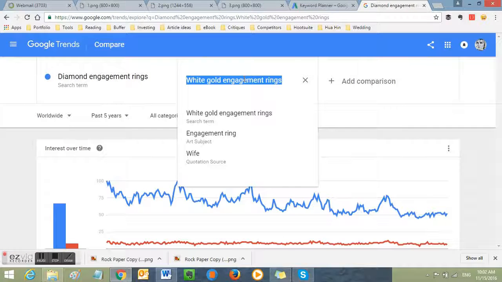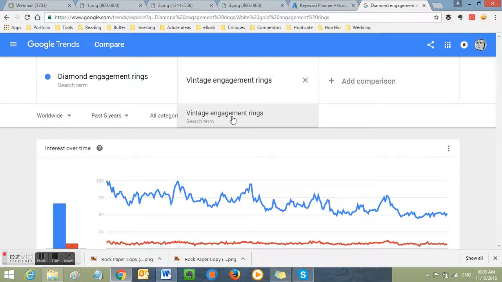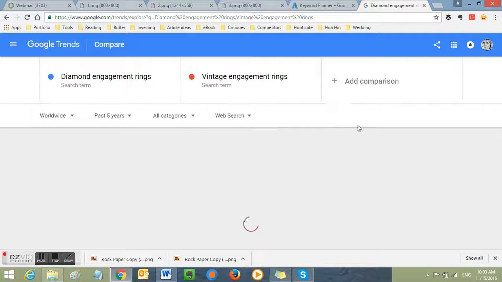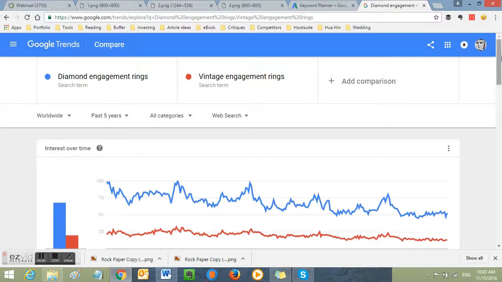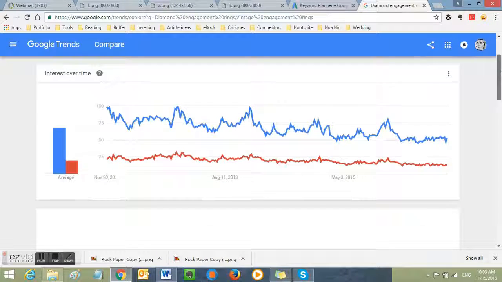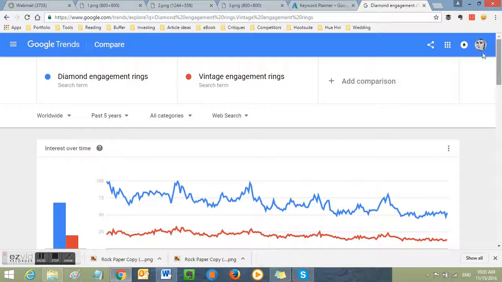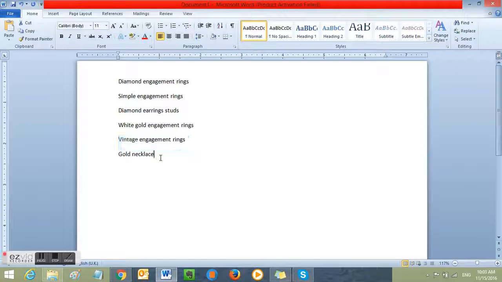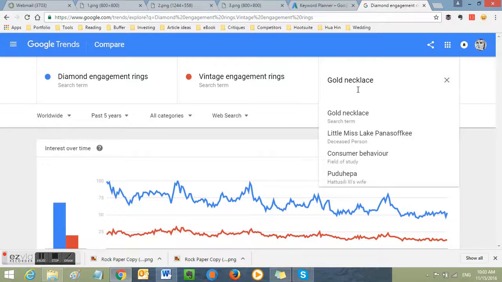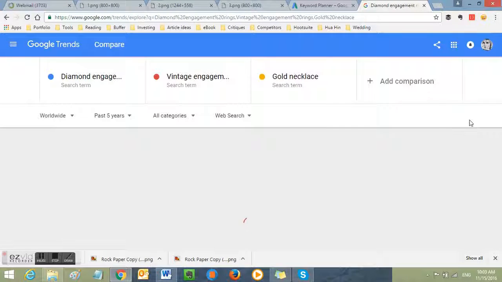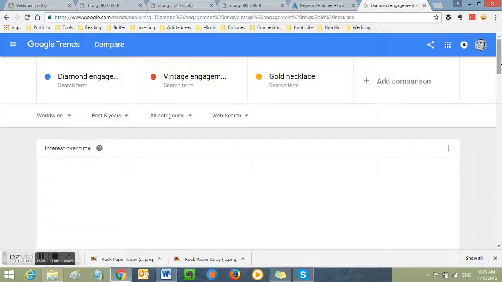Vintage engagement ring. So yes, vintage is definitely still searched for. Gold necklace. And we're going to add it as the third term right now. Gold necklace, and compare it with the previous two. And we see that it is growing in popularity. It is much higher than the previous two, so it will definitely go on the top of our list, which means it is our top priority.